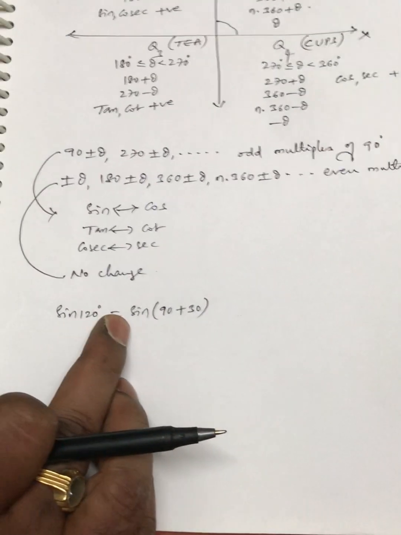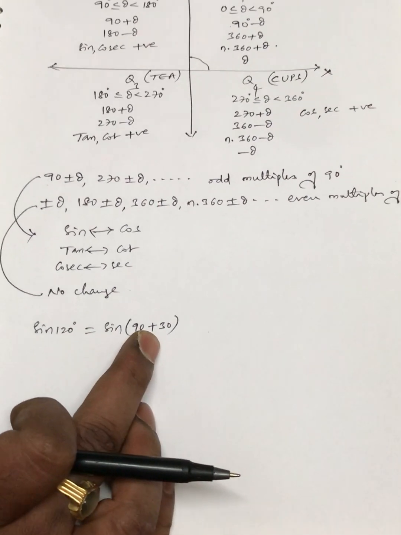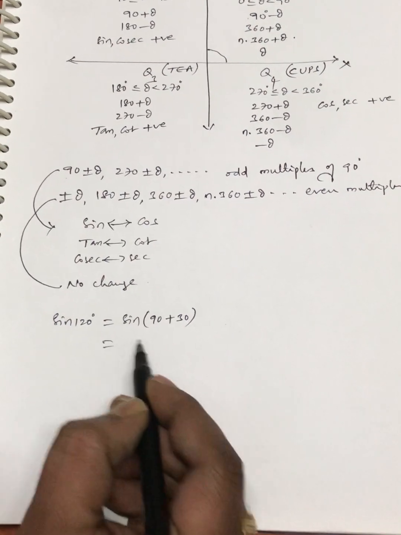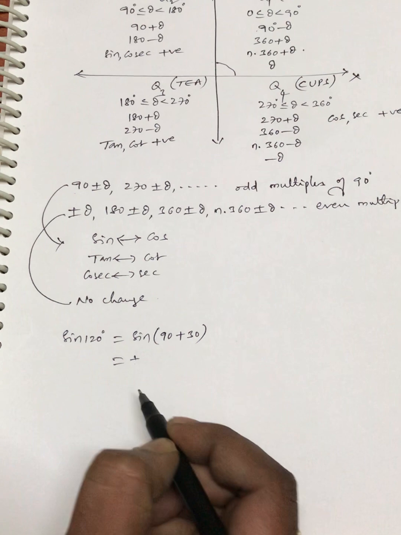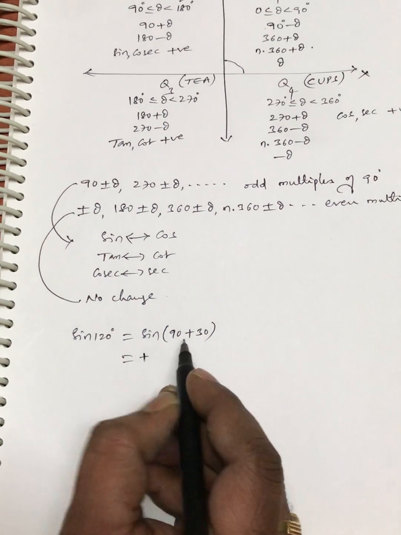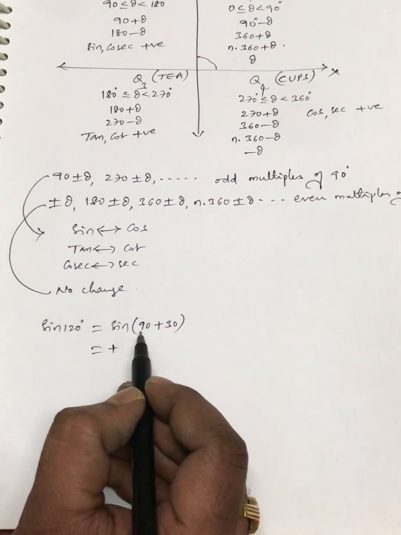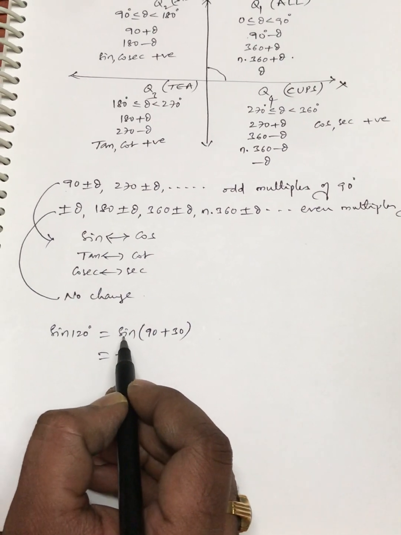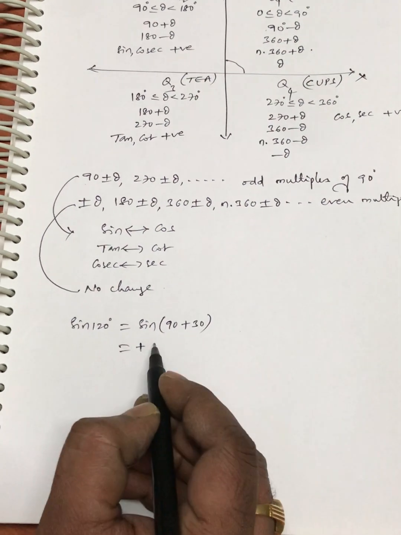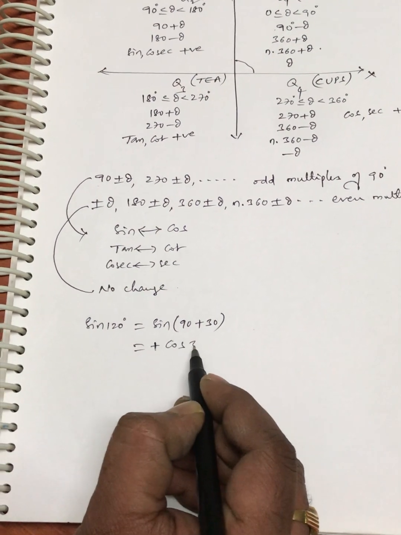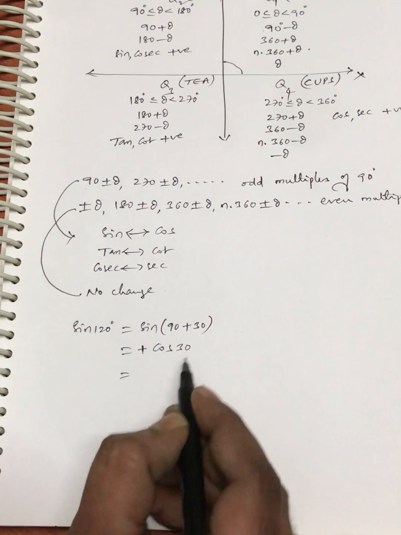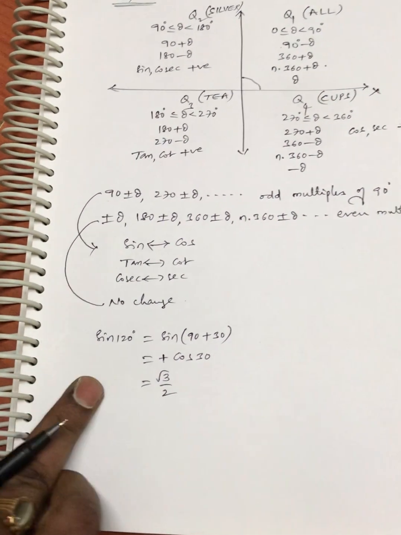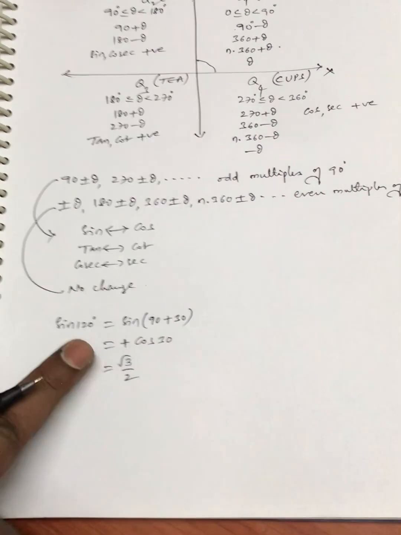Next, observe the ratio. In the second quadrant, is sine positive or negative? It is positive. Now observe this angle. Here it is an odd multiple of 90. So for odd multiples of 90, the ratio will be changed. It means sine will be changed to cos. Now theta means 30. So what is the value of cos 30? Cos 30 is root 3 by 2. Finally, the value of sine 120 is root 3 by 2.